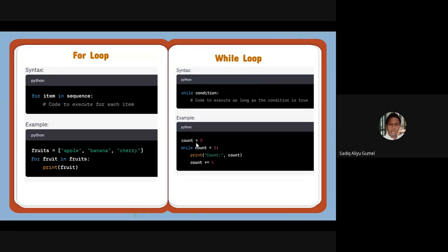You can see count is already less than 5 when we declared it as 0, but this last statement, count plus equals 1, is used to add 1 to the value of count, which will make it go up to become 5. When it becomes 5, the condition will stop.